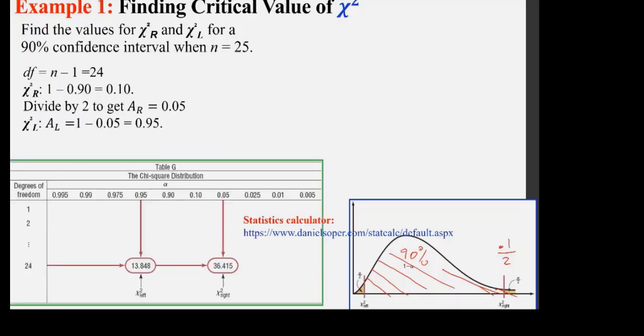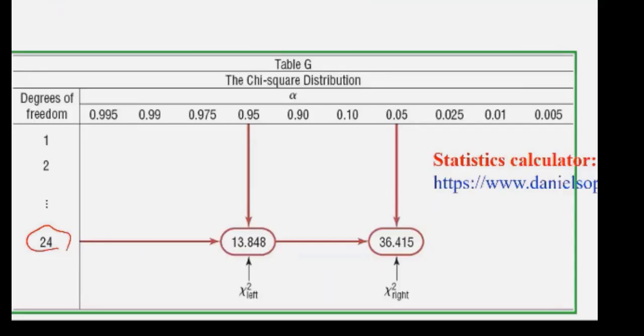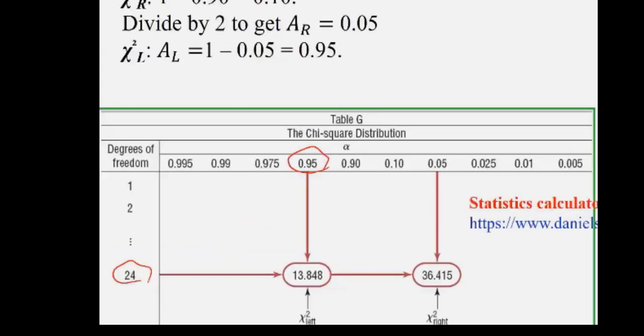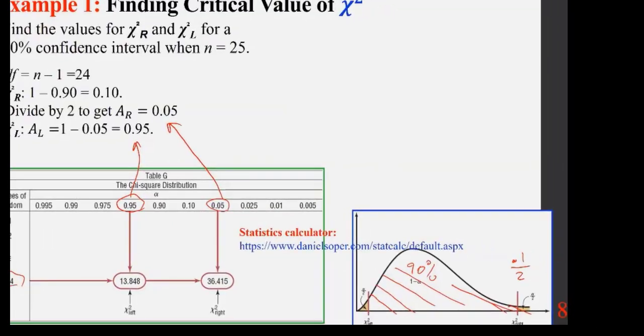Degrees of freedom is 24, everybody. When you look at the left column, you have degrees of freedom. At the top, you have the area to the right. And so we want one of them to be 0.95. This is for chi-squared of the left. And we want one of them to be 0.05. And now you have the answers.